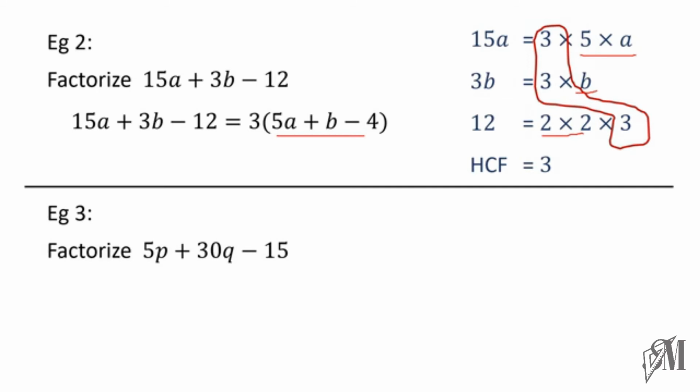What we do is at a glance, when you look at this expression, 5p plus 30q minus 15. So when you look into these three terms separately, 5p, 30q and 15, at once you can see all the three terms can be divided by 5. Right? So what I do is I divide each term by 5. See here, 5p I divide by 5 and take the answer as p. Then 30q I divide by 5 and take the answer as 6q. And 15 I divide by 5 and take the answer as 3.